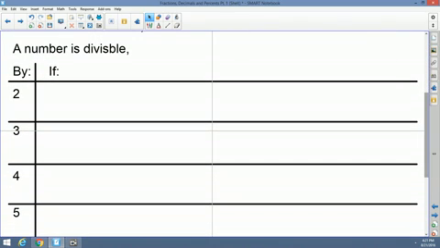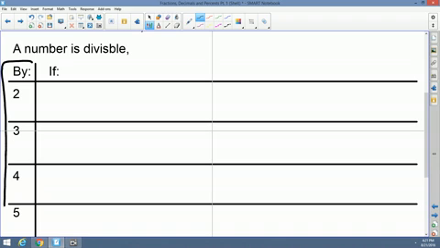So, the divisibility test is just a nice, easy way to recognize what numbers go into what other numbers. It makes your life a lot easier when you're simplifying fractions, finding equivalent fractions, a whole host of uses for this. So, a number is divisible by, that's this column down here, okay guys? So a number is divisible by one of these numbers if, and then we're going to fill in the blanks as to the restrictions to how it is that one number is divisible by another.